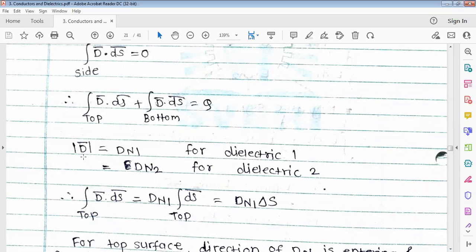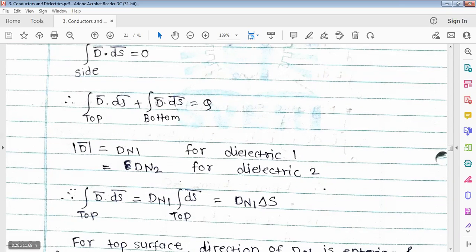Okay, so now we have to find this D bar component. The mod of D bar is equal to Dn1 for dielectric 1. This suffix 1 is for medium 1 and suffix 2 is for medium 2. Now for medium 1 it is Dn1 and for medium 2 it is Dn2, or you can say for dielectric 1 and for dielectric 2.